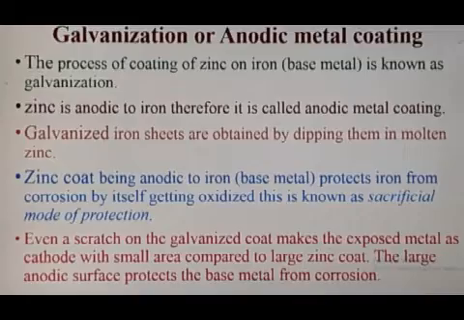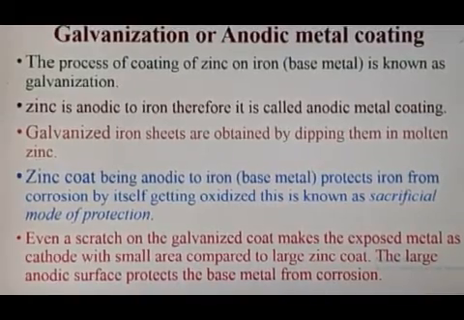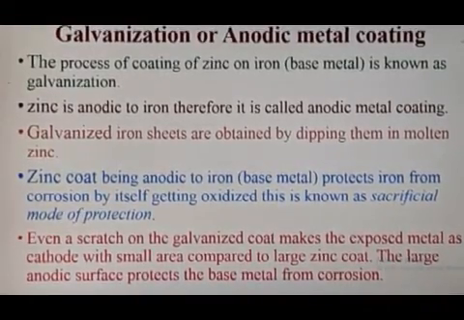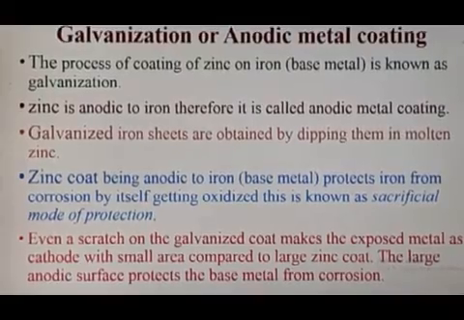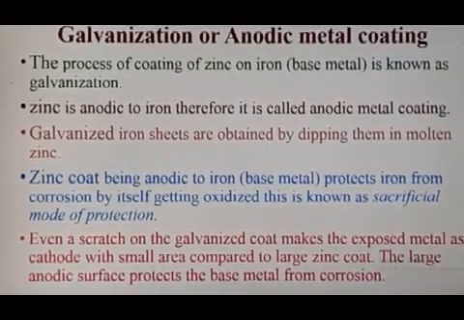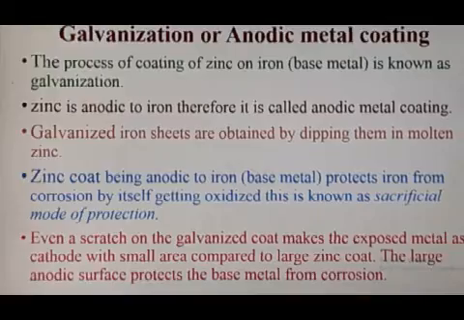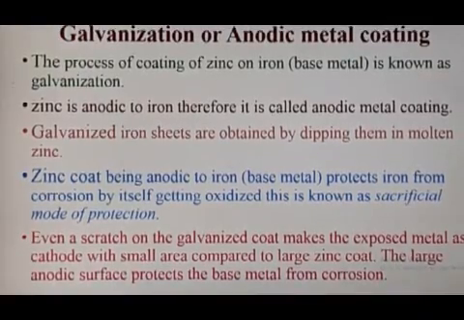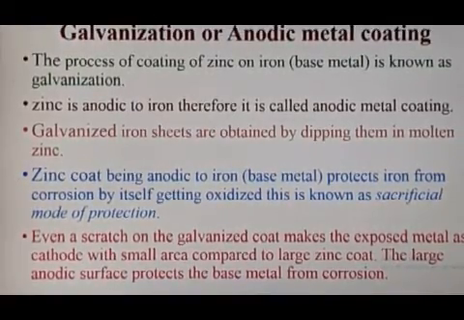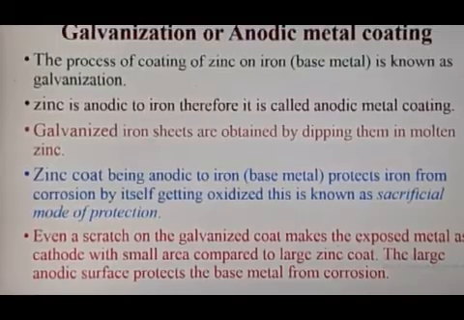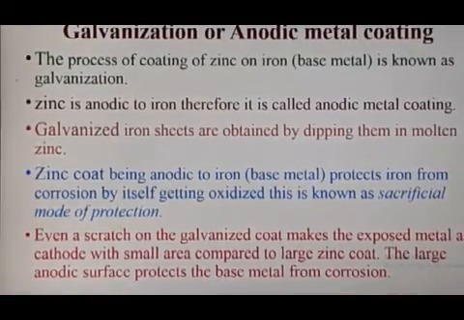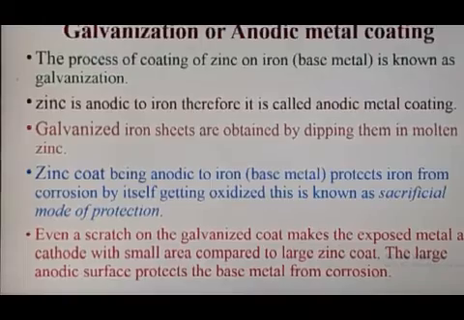Both galvanization and tinning can be obtained using the hot dipping method. I will explain the anodic metal coating, or galvanization, first. The coating of zinc on the iron, that is the base metal, is known as galvanization. Now we all know that zinc is anodic to iron. Therefore, it forms an anodic metal coating and the process is called galvanization.